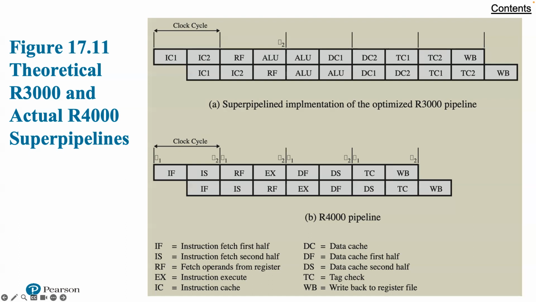Further improvements can be made for the R4000. A much larger and specialized adder was added. This makes it possible to execute arithmetic logic unit operations at twice the rate. Other improvements allow the execution of loads and stores at twice the rate. The resulting pipeline is shown in Figure 17.11B.